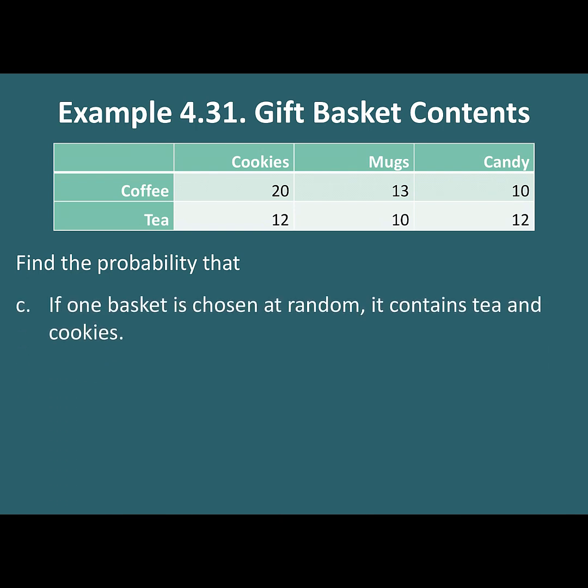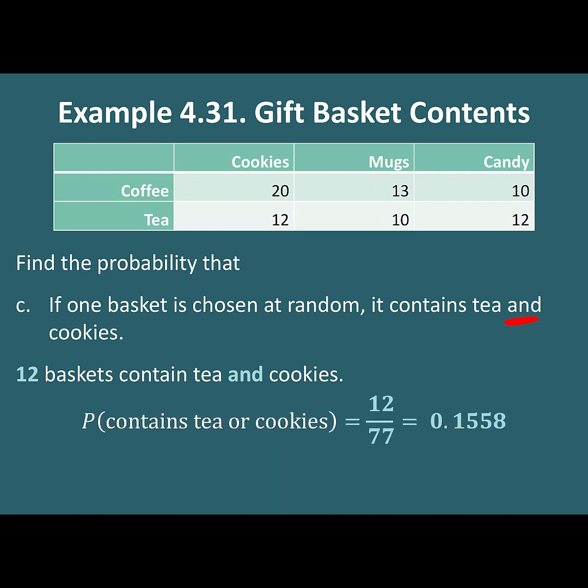If one basket is chosen at random, find the probability that it contains both tea and cookies. Well, there are 12 baskets that contain both tea and cookies. And since there are 77 baskets total, we get 12 out of 77, or 0.1558.